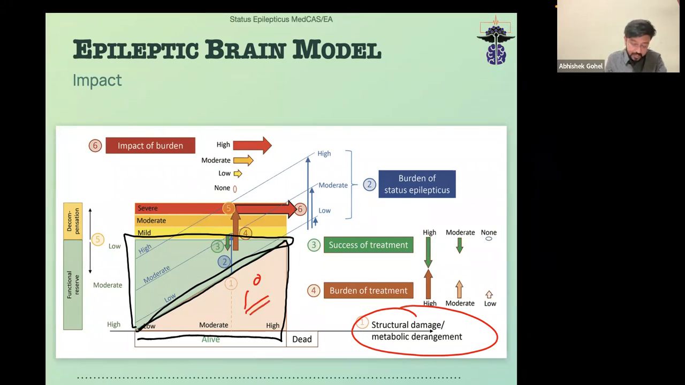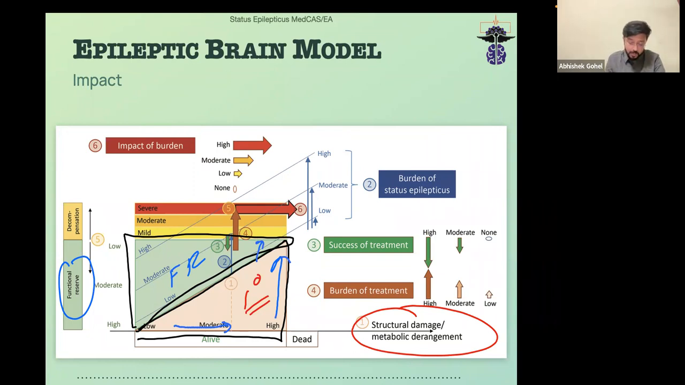And this green triangle indicates functional reserve. That is that much of redundancy in the brain that is able to take up all the insults coming from that damage. But it can only work so much. The more the seizure persists, the more the burden increases, and the less the functional reserve becomes.